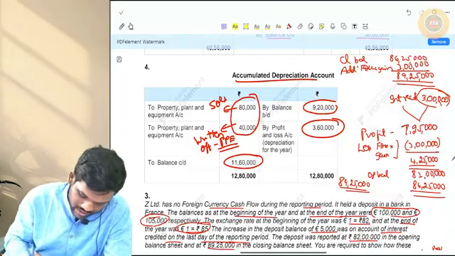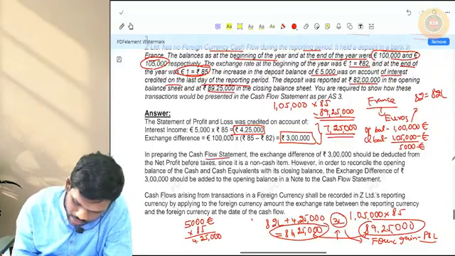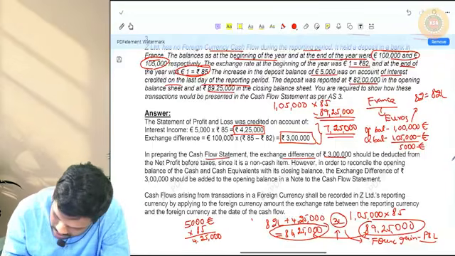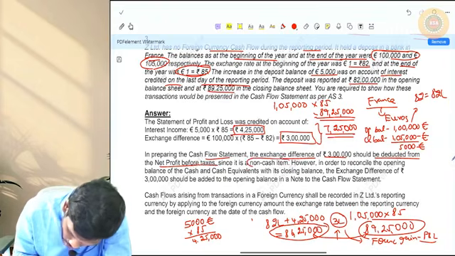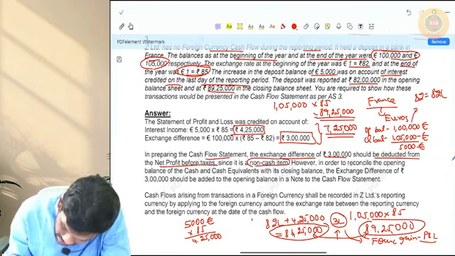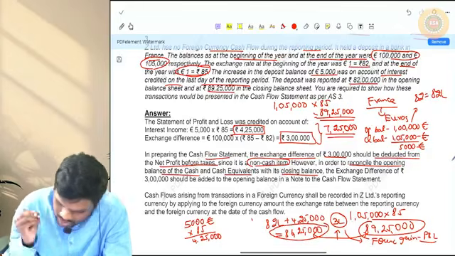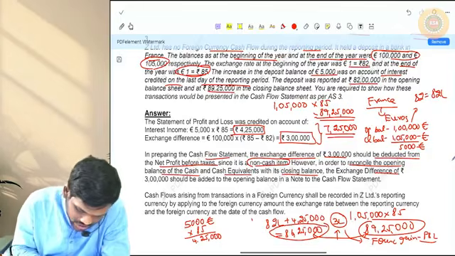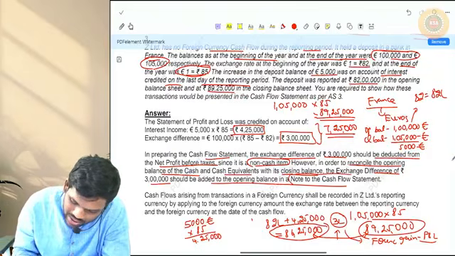Shall we read what ICA is telling? In preparing the cash flow statement, the exchange difference of 3 lakhs should be deducted from the net profit before tax since it is a non-cash item. However, in order to reconcile the opening balance of cash and cash equivalents with closing balance, this exchange difference of 3 lakhs should be added to the opening balance. You should show that as a separate note.